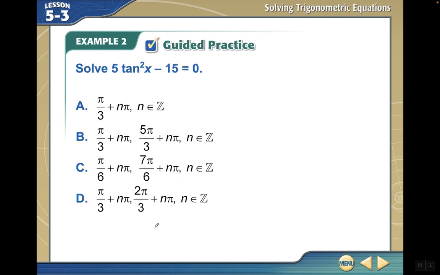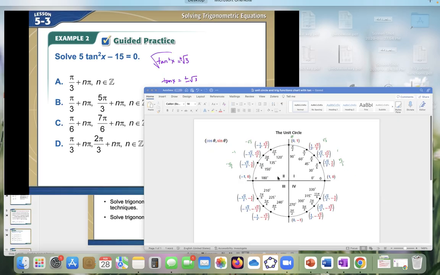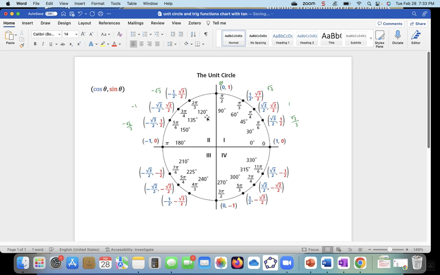Okay, so you can pause this and try it, and I will do it over here. So I'm going to add 15 and divide by 5. So I have tangent squared x equals 3. And then I'm going to take the square root of both sides. So I have tangent x equals the positive and the negative square root of 3. I'll go to my unit circle, and it looks like it is 2 pi over 3 and pi over 3.